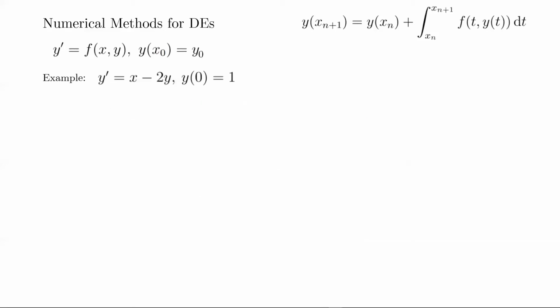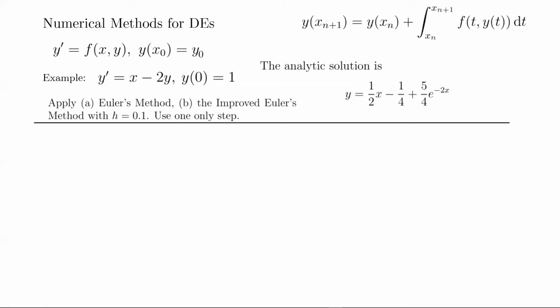So let's look at an example now. We have the ODE, y prime is equal to x minus 2y. We have the initial condition, when x equals 0, y equals 1. Well, you can show that the analytical solution to this initial value problem is 1/2 x minus 1/4 plus 5/4 times the exponential of negative 2x.